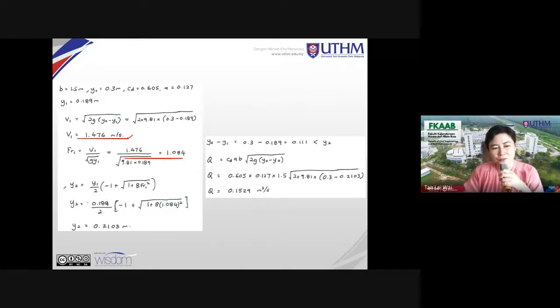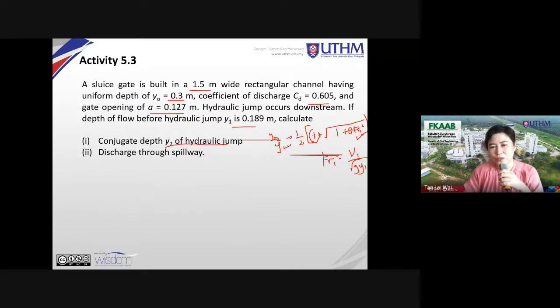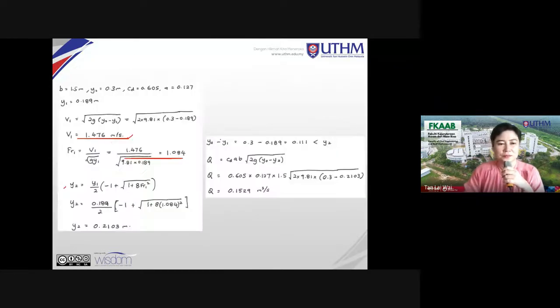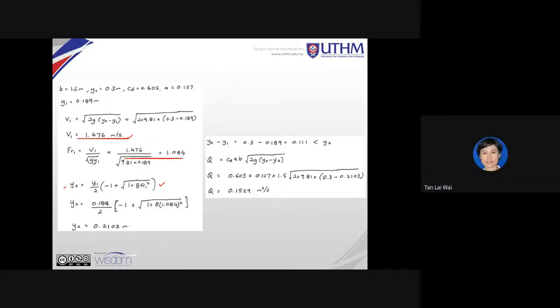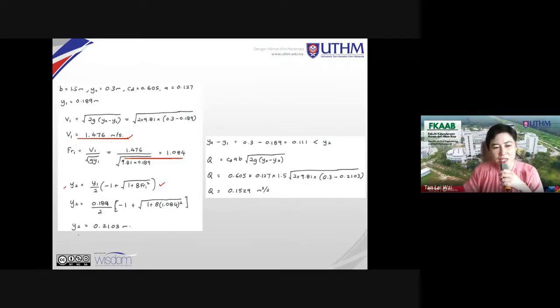So therefore, you can find your y2 using this. This is y2 divided by y1, so therefore, let's go back, this is actually y2 over y1 minus 1. Y2, you are using this conjugate depth equation. You substitute all the values that you have obtained earlier, so you can find your y2.